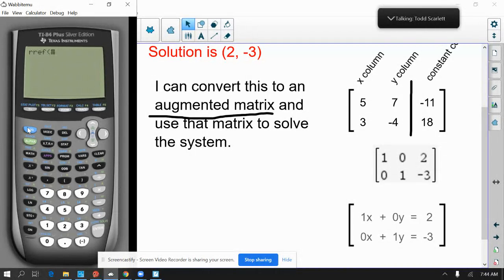So again, we go back to the matrix menu, and our cursor defaults to the first one. Make sure your cursor is on the one that you want. You press enter, and you press enter again. And finally, it gives you the reduced row echelon form of this matrix. So we interpret that as 1x equals 2, 1y equals -3. So the solution is 2, -3.